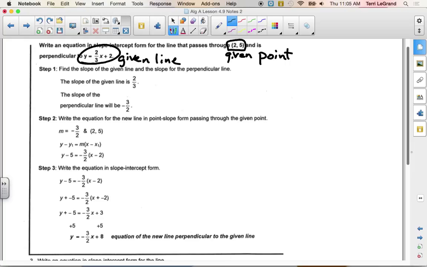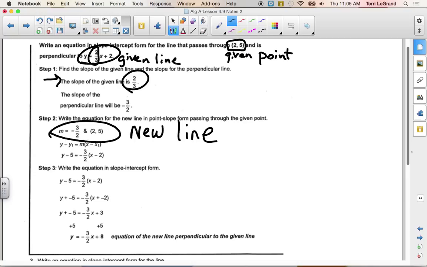So that's what they did here. They said the slope of the given line is 2/3. See, it's right there. So the slope of the perpendicular line has to be, since 2/3 is positive, negative, and the reciprocal of 2/3 is 3/2. Then look at what they did, same thing we did before. Okay, here's the slope of my new line. This is the new line here, you guys. Would you write that in your notes?